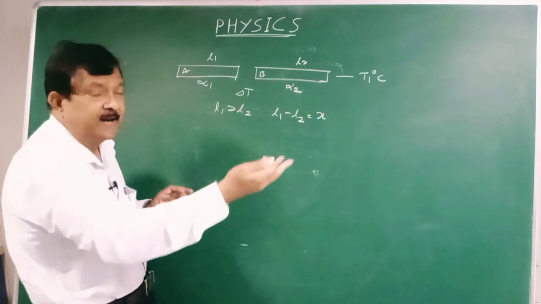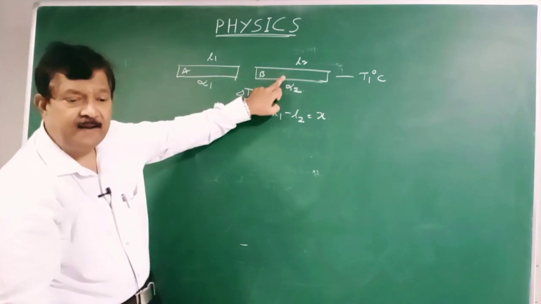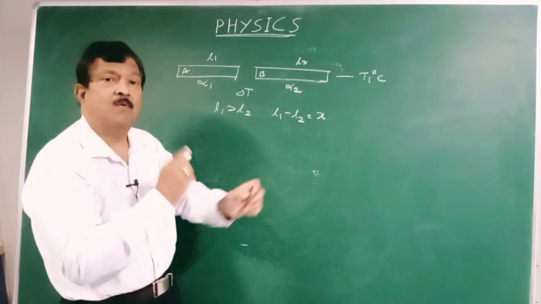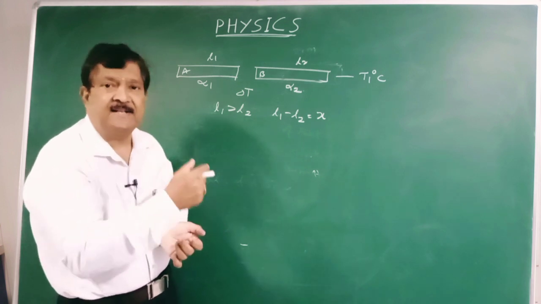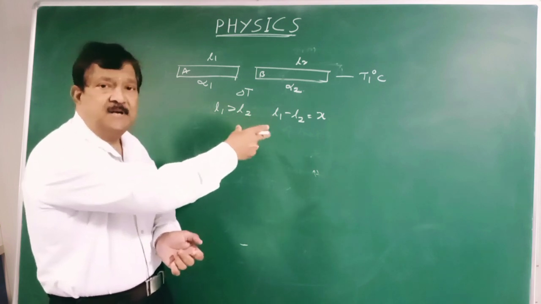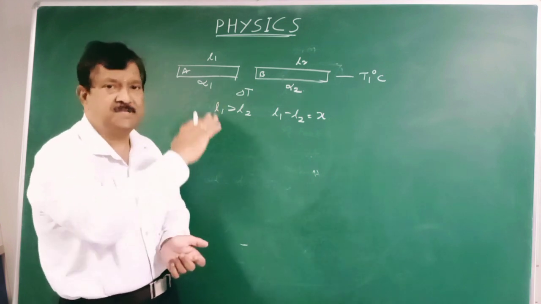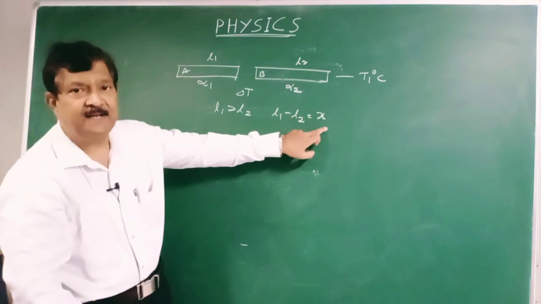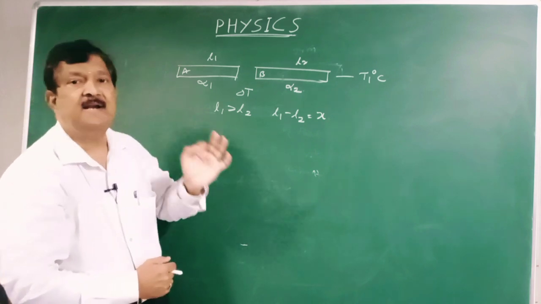Let us suppose we have a numerical example. The first one has a length of 11 centimeter, the second one has a length of 10 centimeter. The difference L1 minus L2 is 1 centimeter. Now I want to derive a condition such that the difference between their lengths, L1 minus L2, which is x, and in the numerical example is 1 centimeter, remains constant at all temperatures. Whatever may be the change in temperature, I want this difference between their lengths to be a constant. Then what is the required condition for that?